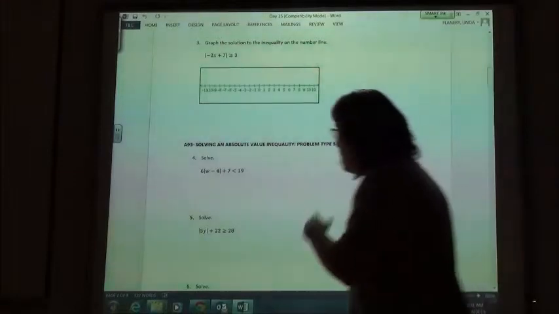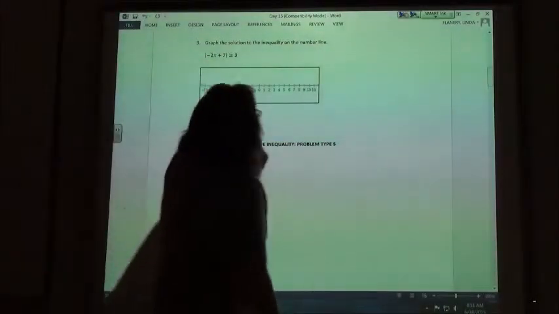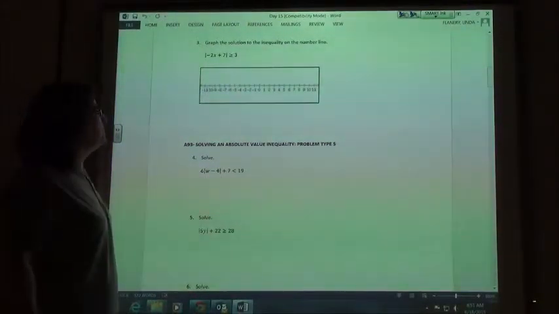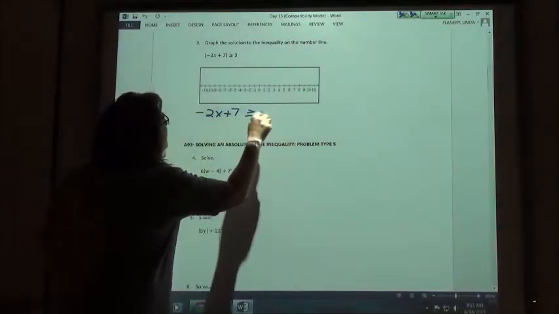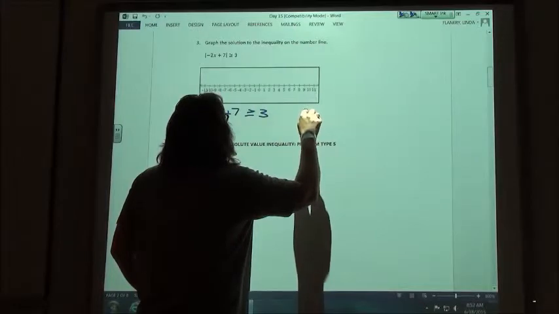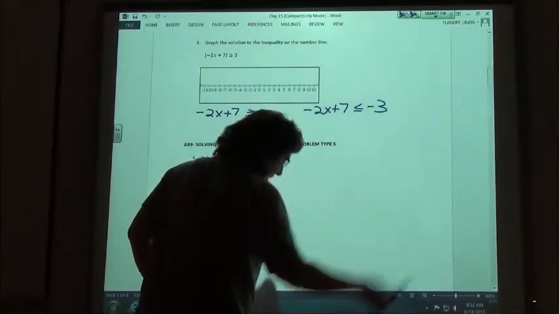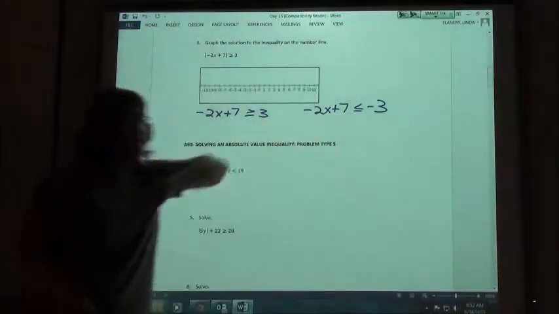All right, so number 3, do you have the same one there, or is that different? That's it. Okay, so this one must have worked out right. My 2 problems then, if I'm going to solve this one, would be what? Negative 2x plus 7 is greater than or equal to 3. And negative 2x plus 7 is less than or equal to negative 3. Exactly. So the original problem, and then flipping my sign, doing the negative.